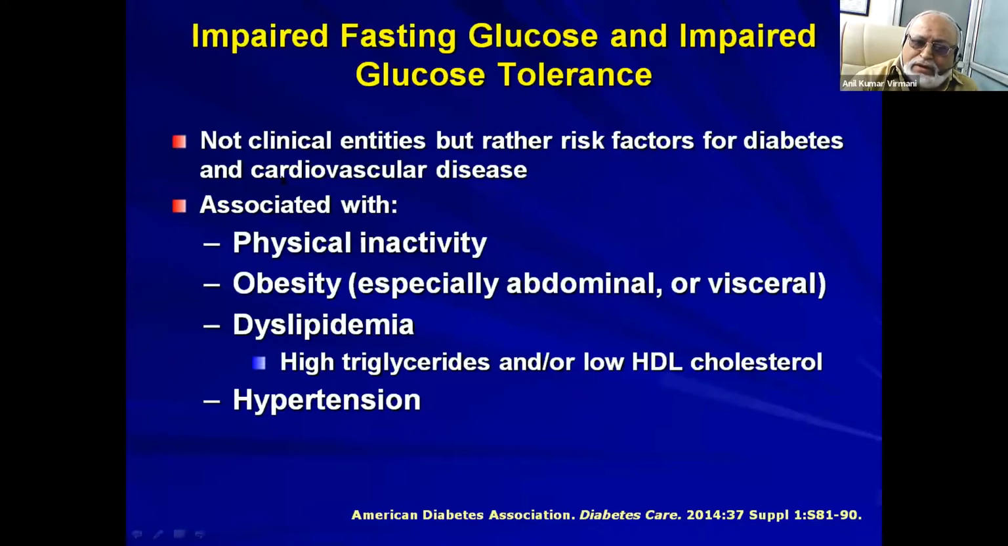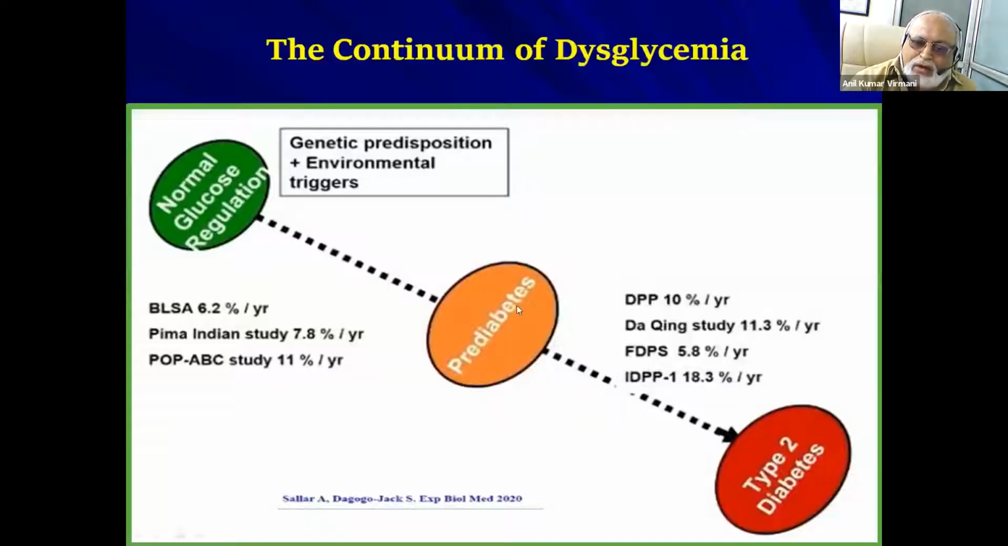And let me tell you that the two facets of prediabetes, whether it be the impaired fasting glucose or the impaired glucose tolerance, are not clinical entities, but rather risk factors for diabetes and cardiovascular disease. And often they are associated with physical inactivity, obesity, especially abdominal or visceral, a particular type of dyslipidemia, which is high triglycerides and low HDL, with near normal LDL levels but high small, dense LDL, and hypertension. Now, this is pre-diabetes, normal glucose regulation, and type 2 diabetes. It's a continuum of dysglycemia.